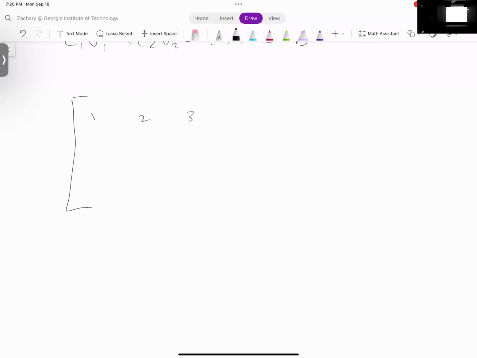So an example of that, 1, 2, 3, 4. Okay, something like this is a headache to row reduce. If you know how to row reduce, you can row reduce it, right?